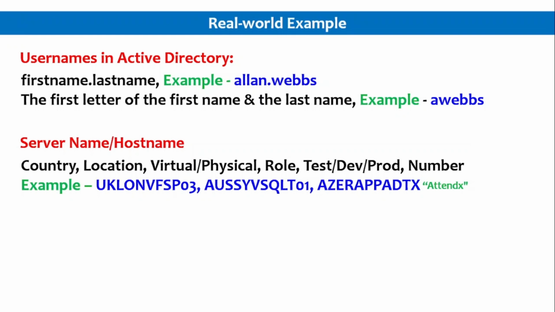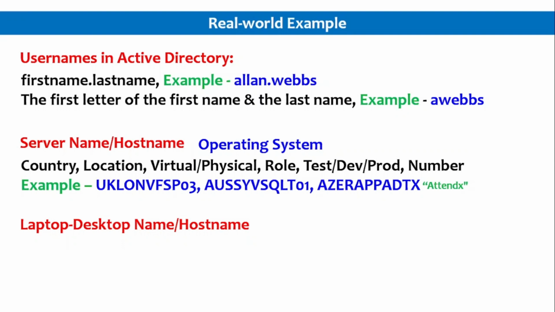Another example would be AZERA. AZ means Azure Eastern Region application. There's some Attendix application installed on this server, so ADTX is the name. So just by name we can identify the application installed on the server. These are some of the real world examples. Of course, we can also integrate operating systems, but it doesn't make much sense. But I have seen some organizations that also include operating systems in the host names.